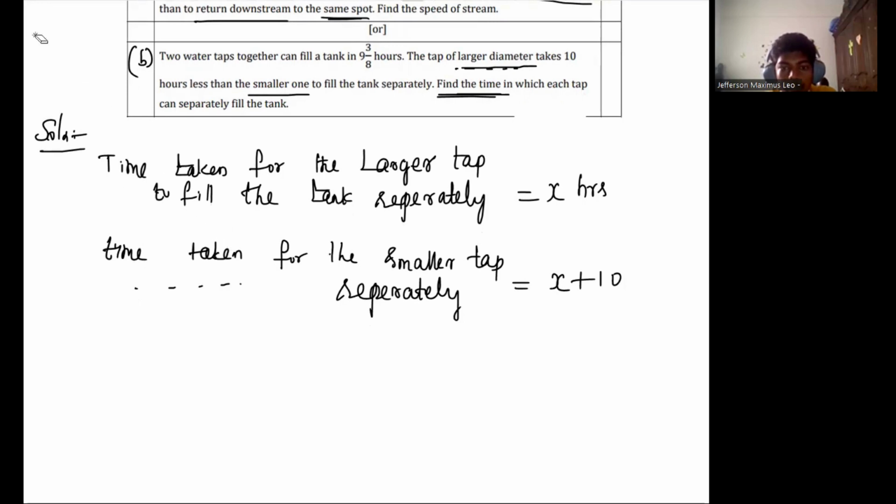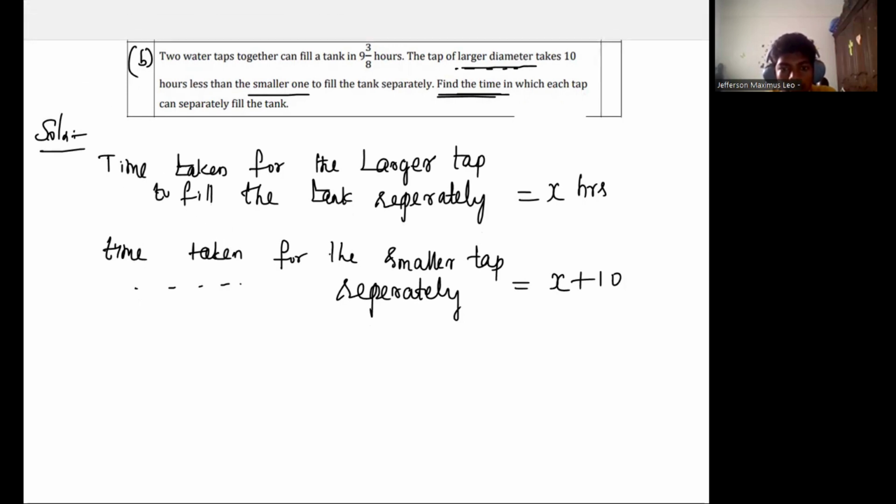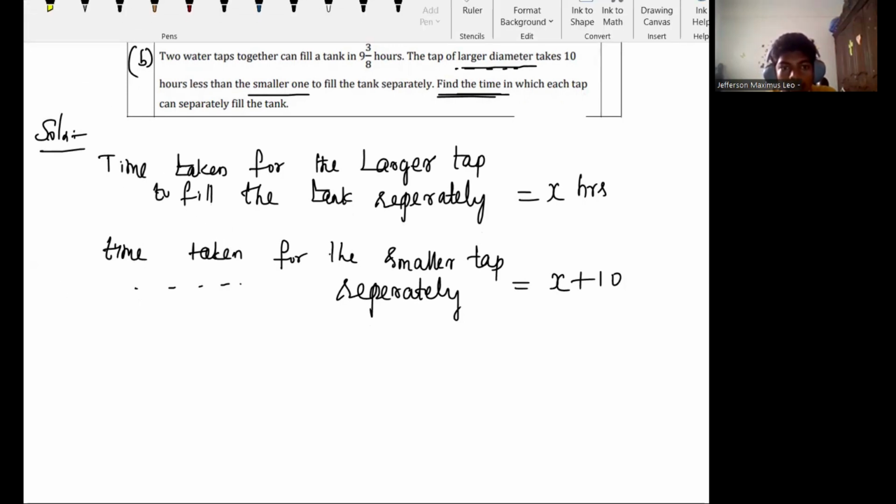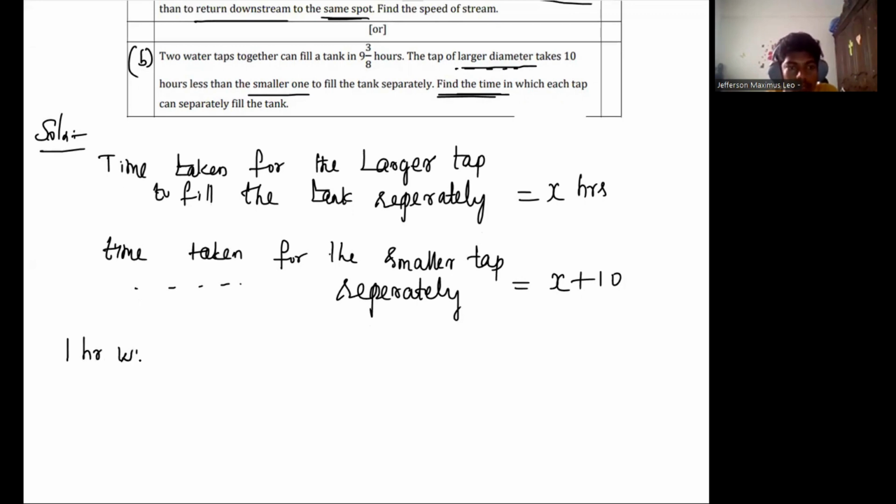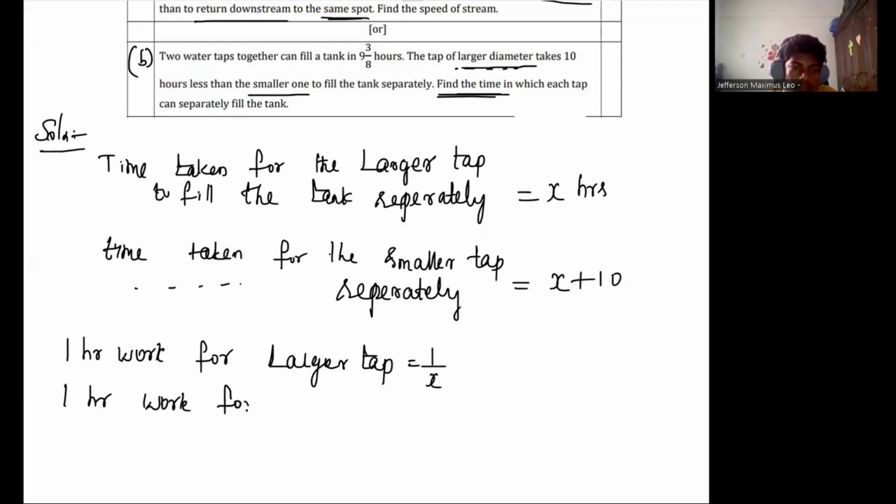Okay, ma'am. This sum is related to time and work. So, you know, time and work are reciprocal to each other, correct? Yes, ma'am. So 1 hour work for the larger tap is equal to 1 by x. Same thing, 1 hour work for the smaller tap is equal to 1 by x plus 10.